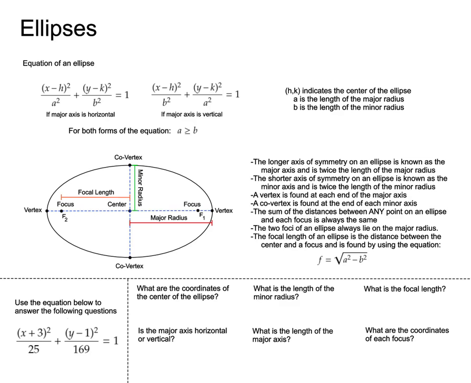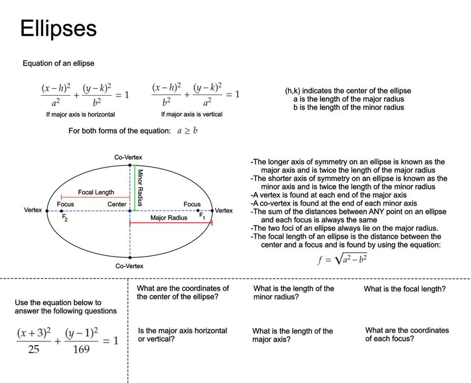You can see in the picture of the ellipse several features of the ellipse. The longer axis of symmetry on an ellipse is known as the major axis and is twice the length of the major radius. The shorter axis of symmetry is known as the minor axis and is twice the length of the minor radius. A vertex is found at each end of the major axis, and a covertex is found at the end of each minor axis.